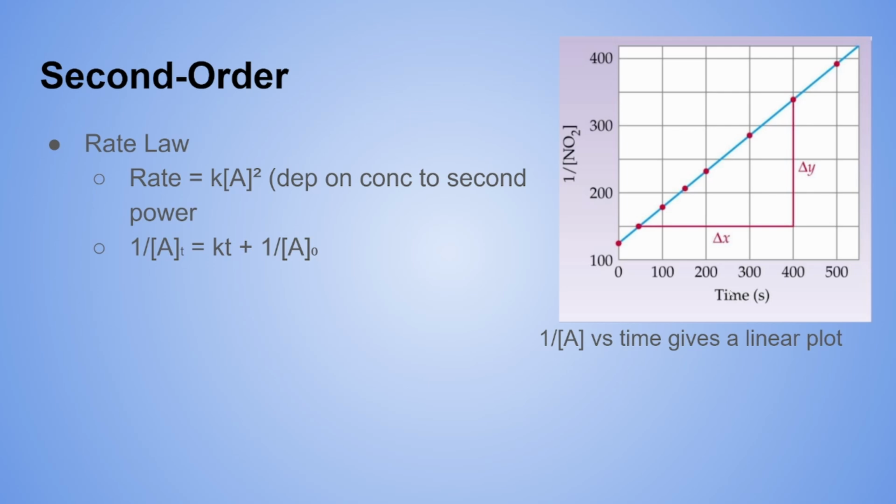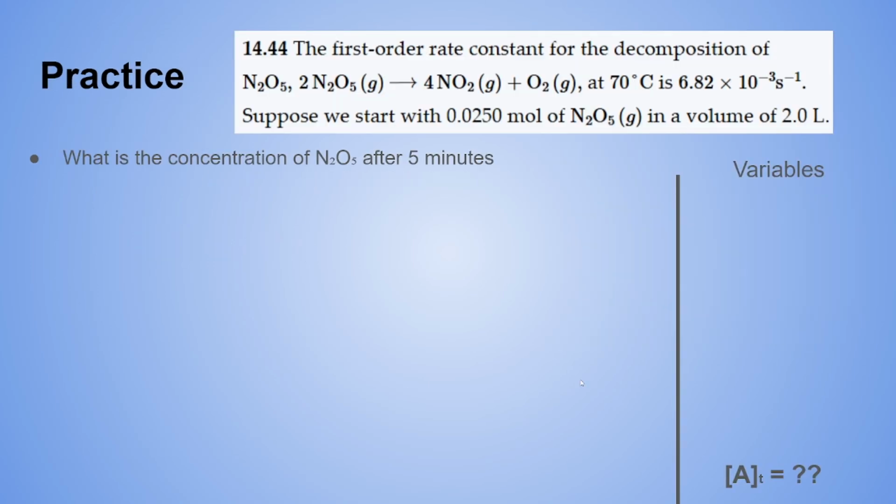The first order rate constant for the decomposition of N2O5, the equation is 2 N2O5 gaseous yields 4 NO2 gaseous plus O2 gaseous. At 70 Celsius is 6.82 times 10 to the negative 3 seconds to the negative 1. Suppose we start with 0.0250 moles of N2O5 gaseous in a volume of 2.0 liters. So our question is, what is the concentration of N2O5 after 5 minutes?